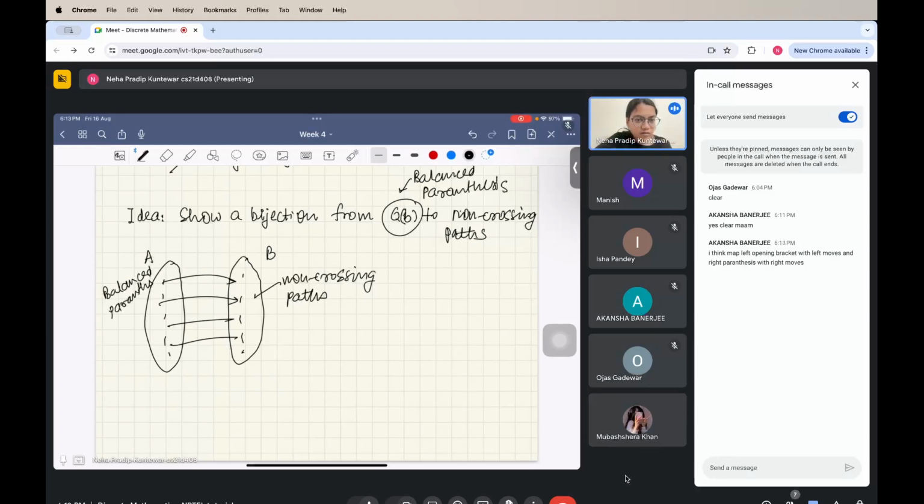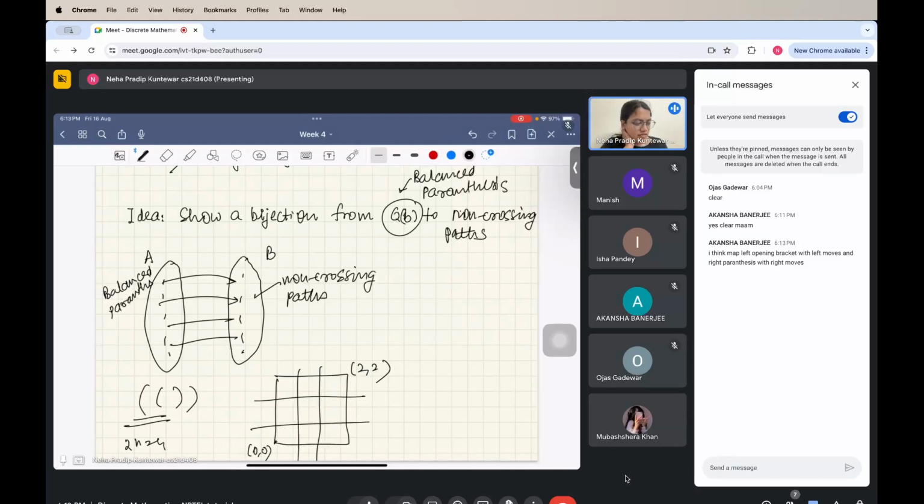Okay, yes, exactly. So Akansha says that let's say you have a parenthesis, and you want to take a walk from (0,0) to (2,2), because in this case 2n is 4 for us. So what does that correspond to?